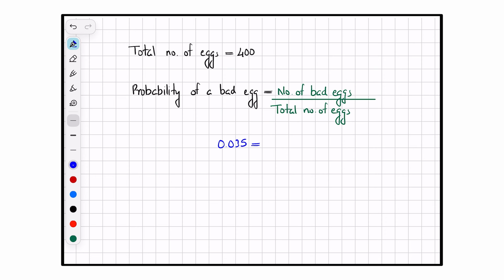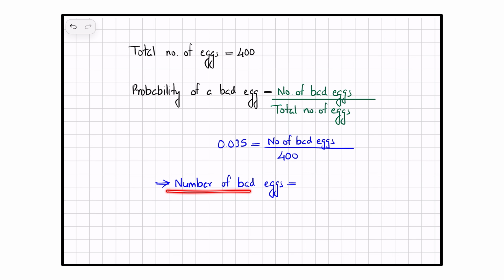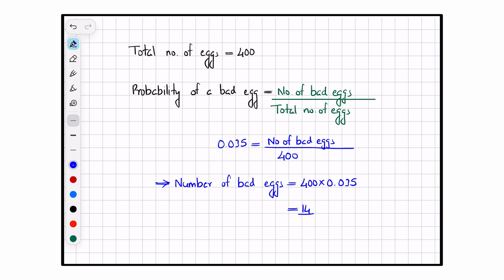0.035 is equal to the number of bad eggs divided by the number of total eggs, which is 400. Therefore, the number of bad eggs we can write as 400 into 0.035, or 14. So the answer will be option B, 14.